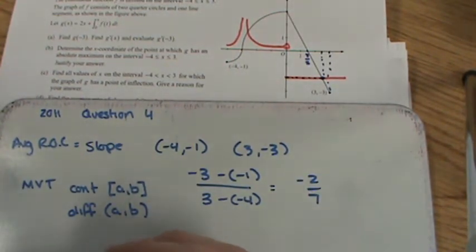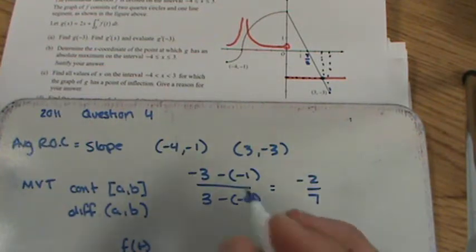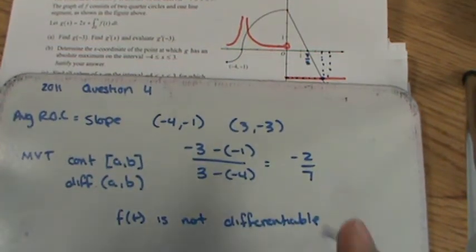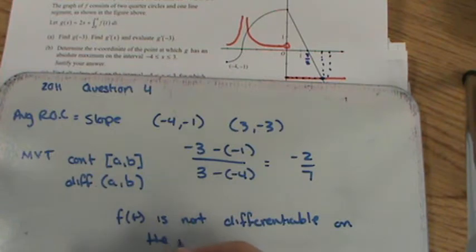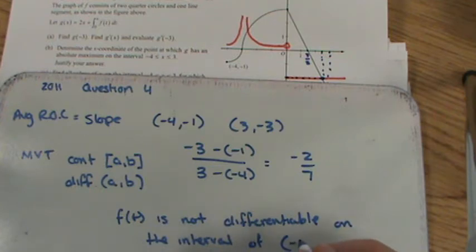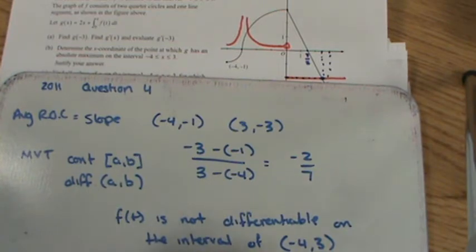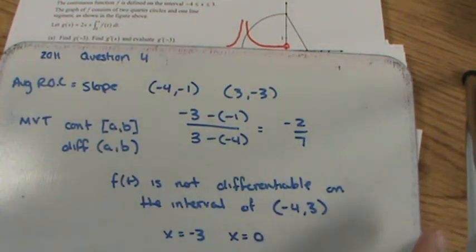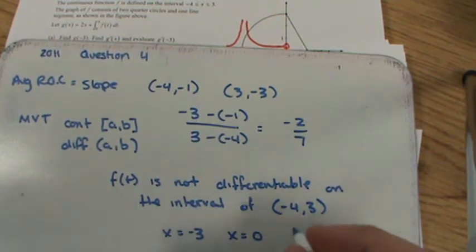All right? F of t is not differentiable on the interval of -4 to 3. And we can tell that at x equals -3, it's not differentiable. And it's also not differentiable at x equals 0. At x equals 0, we have that sharp point there. And so those would be the two values where it's not differentiable.